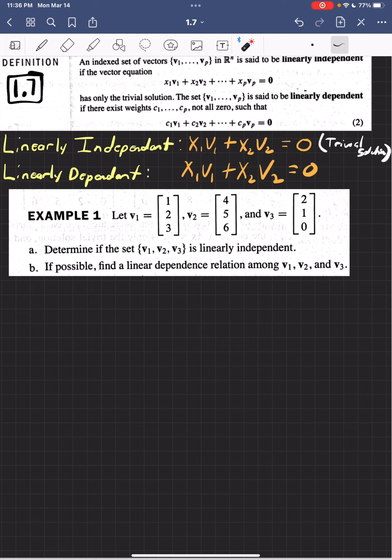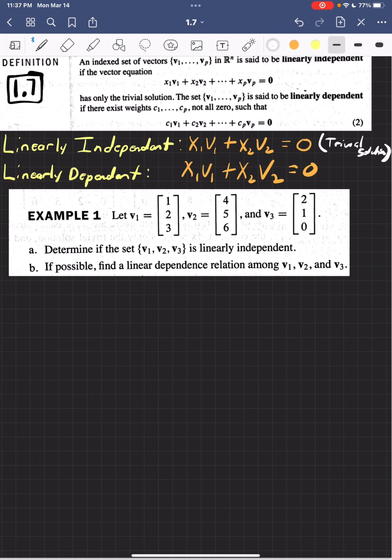So the following example, we're given 3 vectors, right? V sub 1, V sub 2, V sub 3. And notice that each vector is in R3, right? So, for my engineer science people, you can think of this as like I, J, K, right? We have 3 components here, and then we are in 3-dimensional space, and we also have 3 vectors.